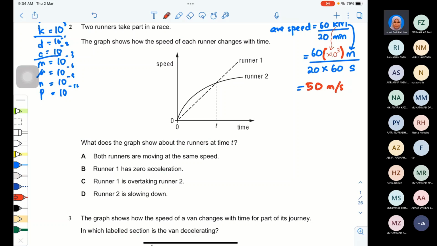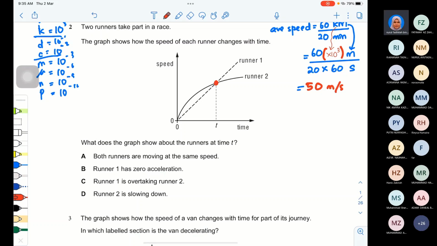Okay. Ini ada two things you have to pay attention here. So first, you need to know how to read graph. Then, awak kena faham lah graph tu apa ya. And this is a speed time graph. So what does that mean?